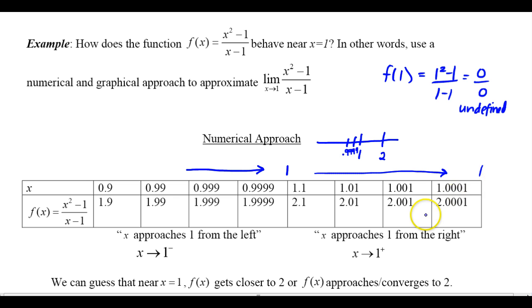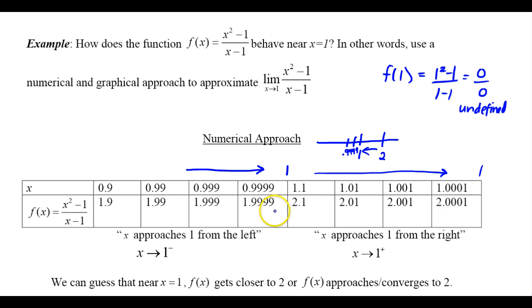So 1 in this case would be over here. So I'm getting closer to 1, but this time from the right side. So as I start to plug in values from the right side of 1, 2.1, 2.01, I get closer and closer to 2. So as x approaches 1 from the right side, I'm getting closer and closer to 2.